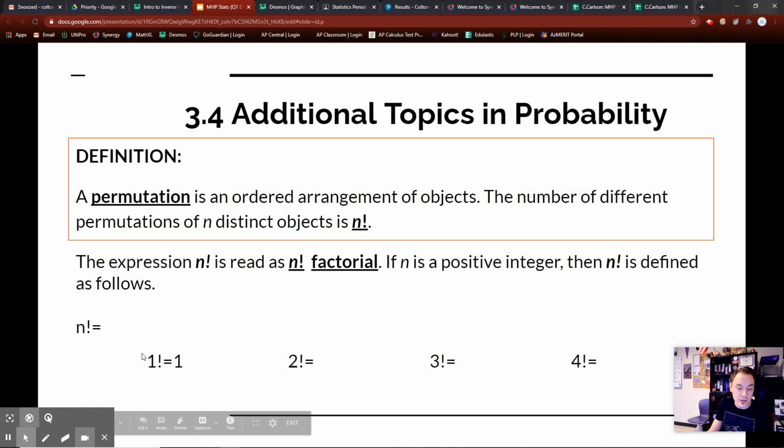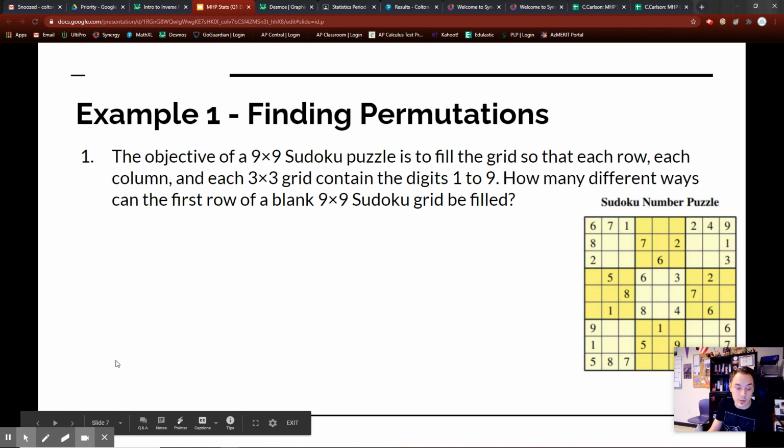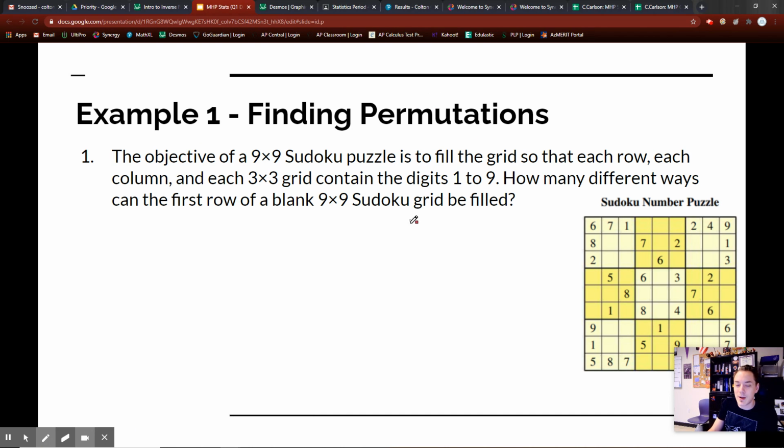So let's actually use the factorial in an actual problem regarding permutations. Hopefully an actual problem that we're used to. The objective of a 9x9 Sudoku puzzle is to fill the grid so that each row, each column, and each 3x3 grid contains the digits 1 through 9. So how do I do that? Well, this is what a Sudoku puzzle is.